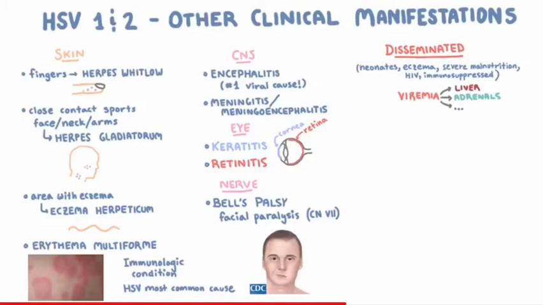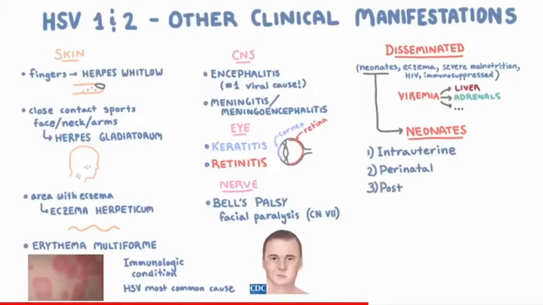So let's go a little more in depth regarding this neonatal infection. To be precise, the infection can actually occur in 3 different periods: intrauterine, before birth, perinatal, during birth, or postnatal, after birth. Intrauterine infection is about 5% of cases, and that's when the fetus gets the infection in the uterus. And this is most likely to happen if mom gets a primary herpes infection during pregnancy.